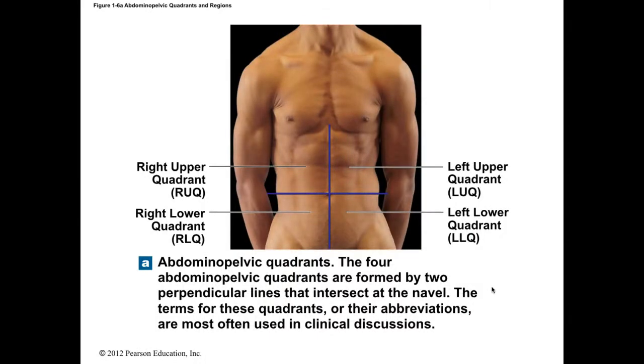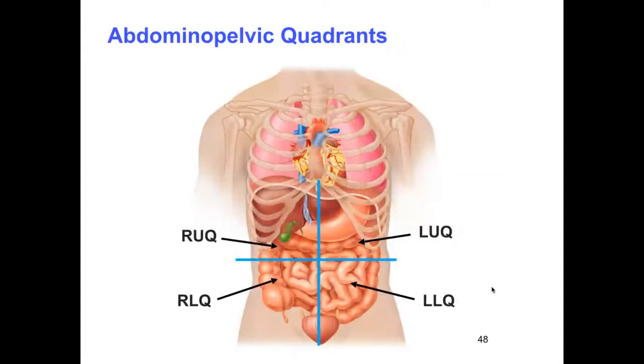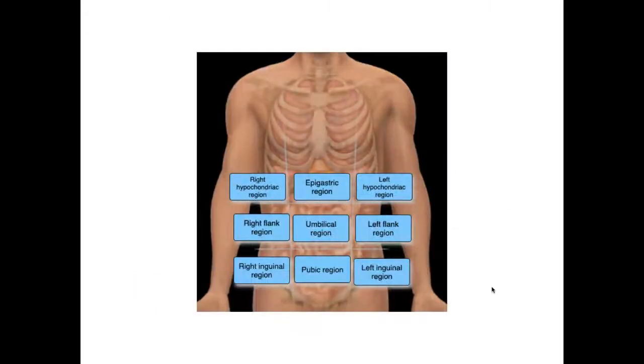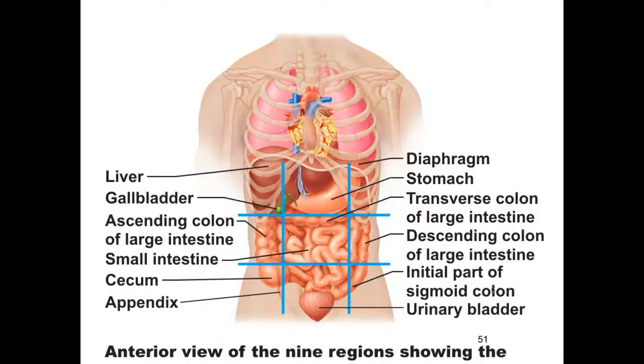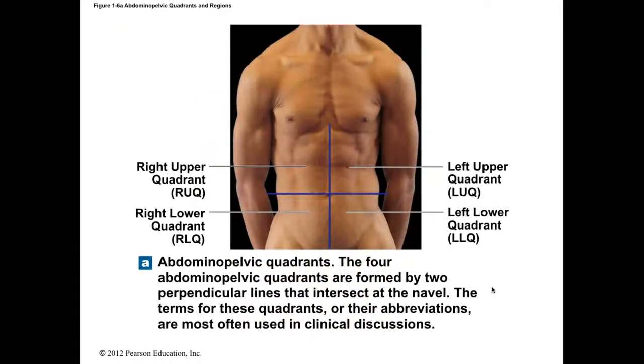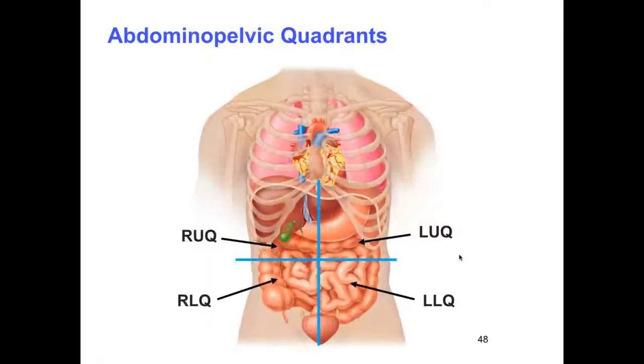Looking at the four quadrants, we have four quadrants that we'll talk about, and then we have nine regions that we'll talk about. In both of these, you can see that there are body parts that fall under each quadrant. Quad means four. There's a right upper quadrant, right lower quadrant, left upper quadrant, and left lower quadrant. And there are body parts that fall within each quadrant.